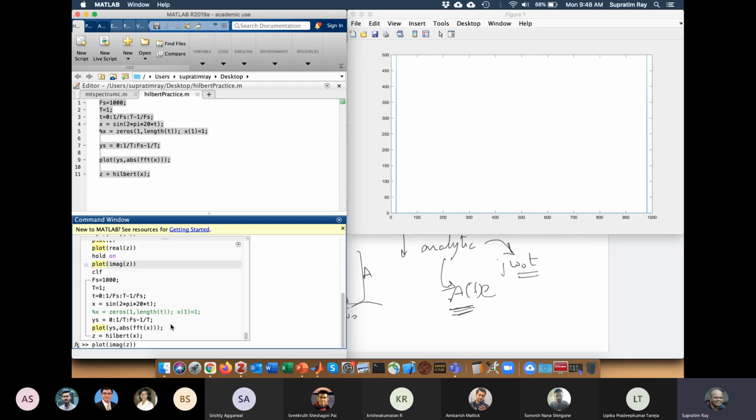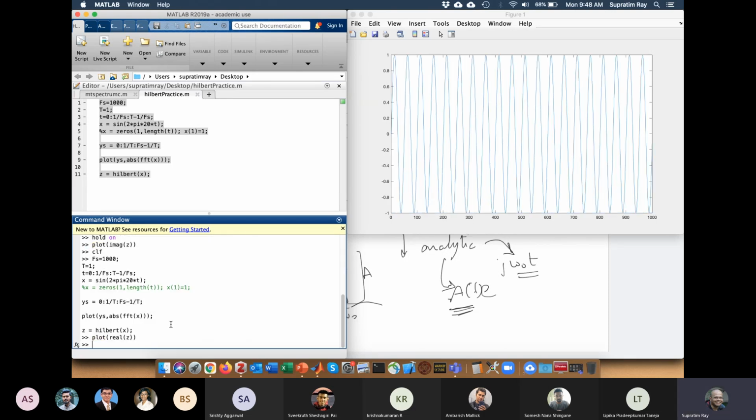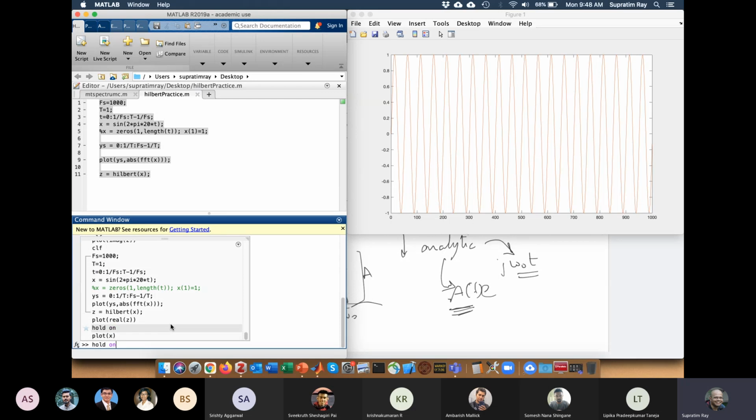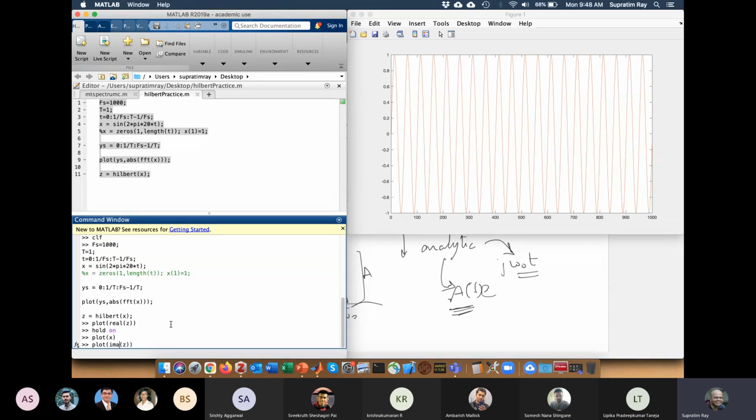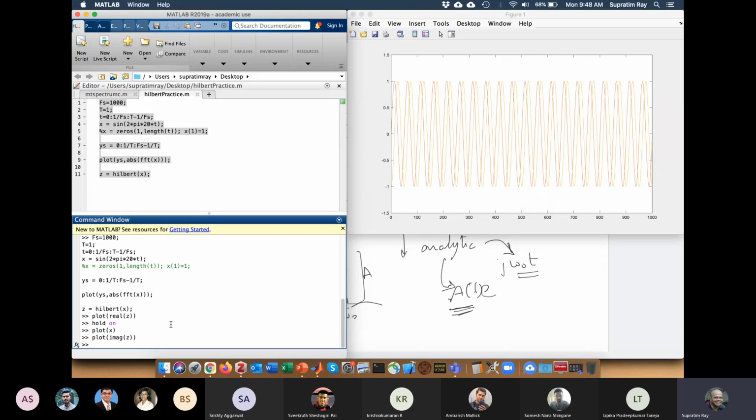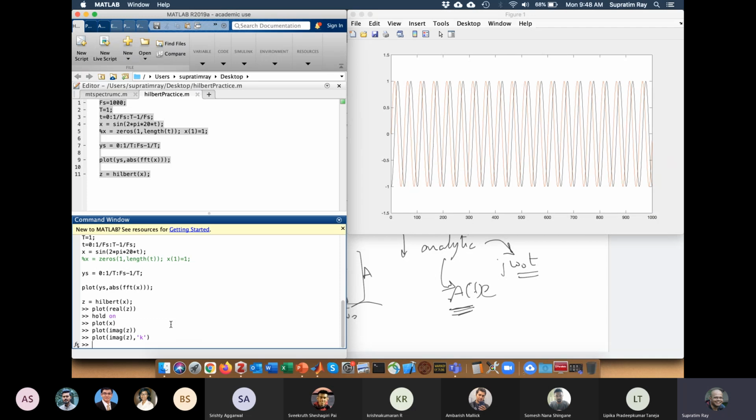Plot real Z. Okay, so this is the same as your original sinusoid. They're the same. And the imaginary part is slightly shifted, like that. However, you can see that the real part and imaginary part are slightly shifted versions of each other.